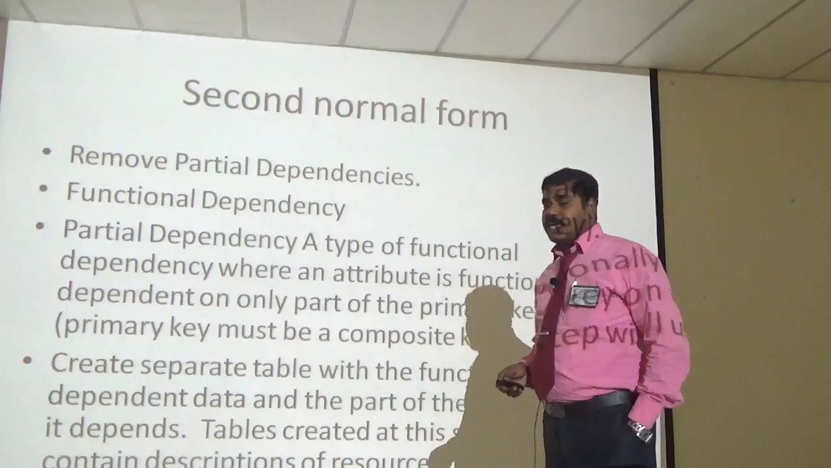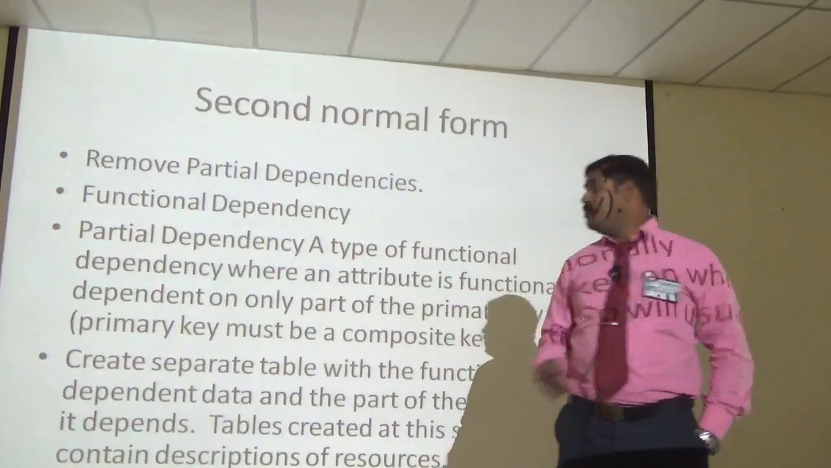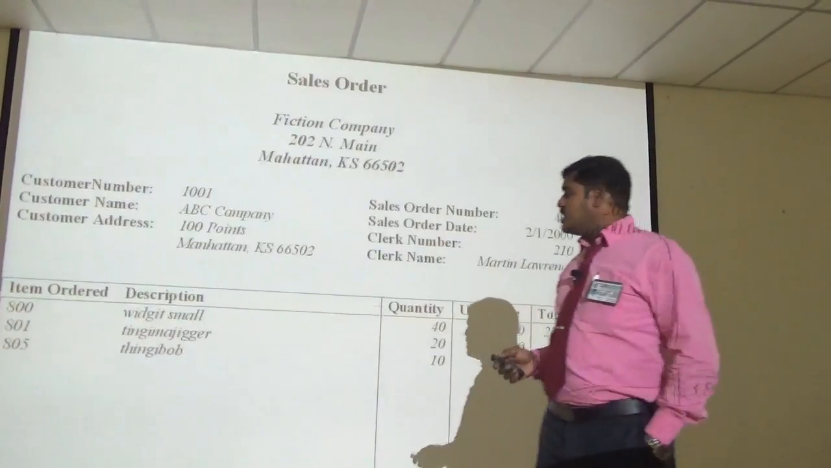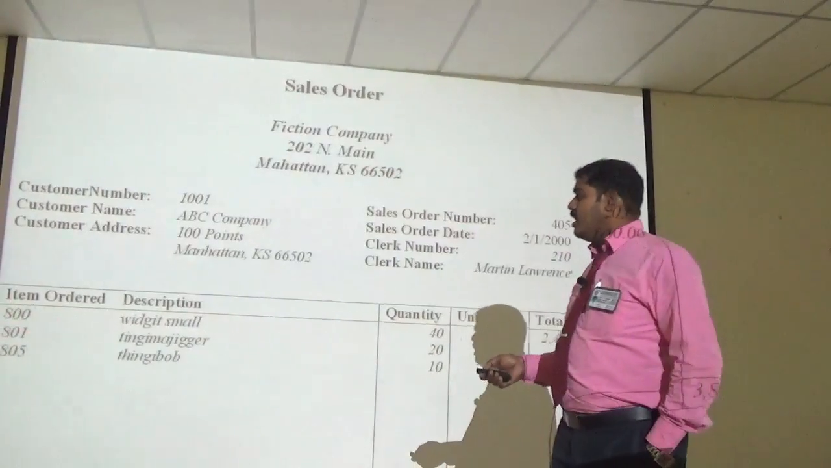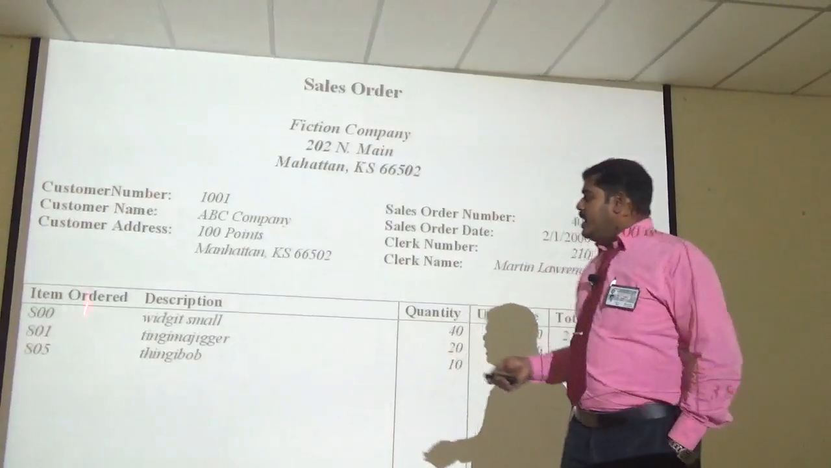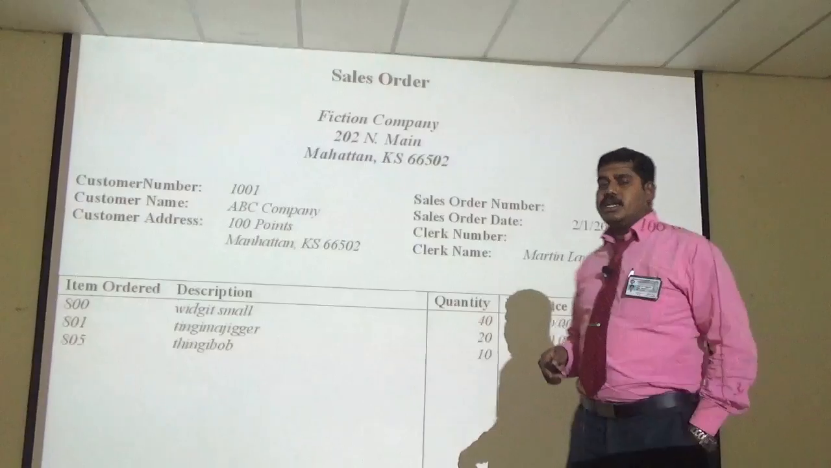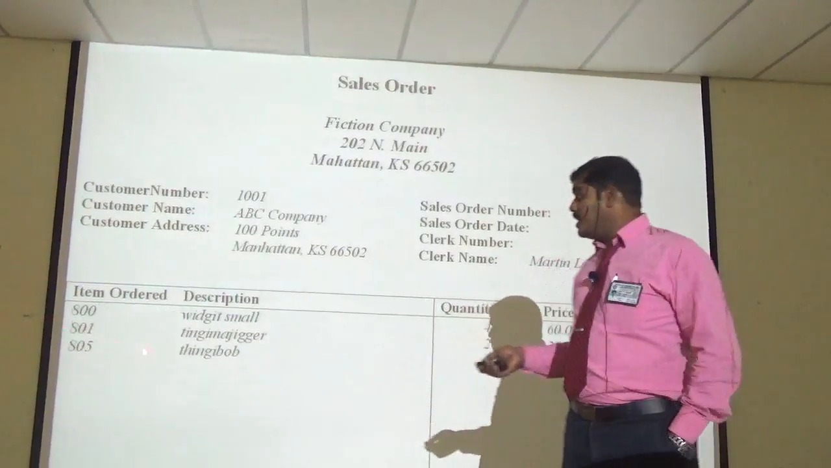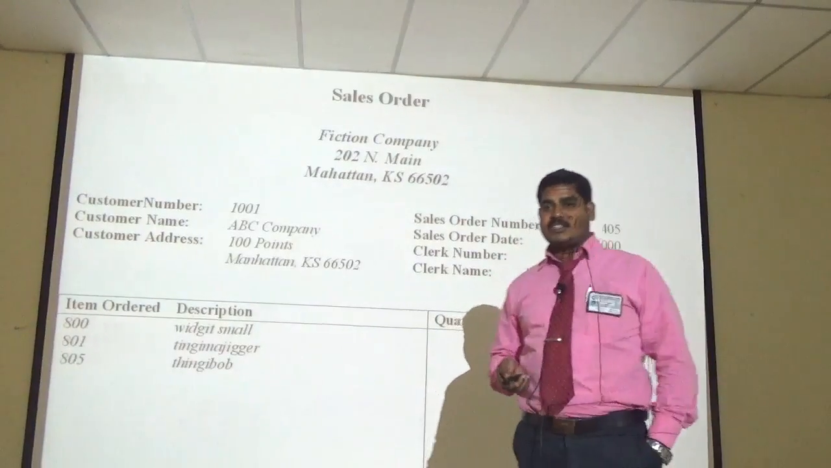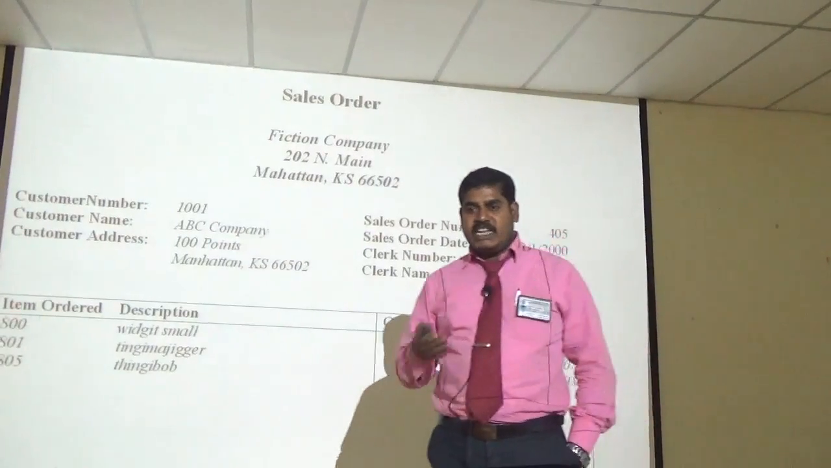Coming to the second normal form, I'm going to identify the functional dependencies. What is the functional dependency here? Any customer purchasing item 800, the item they'll get is widget small. And any customer who purchases item 801 will get Thingy Magiger. This is called a functional dependency. So identify the functional dependency and separate that into a different table.